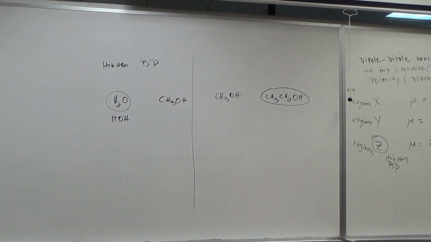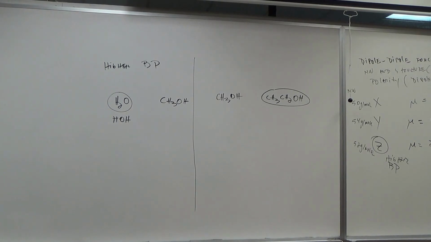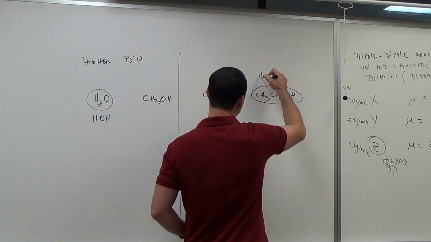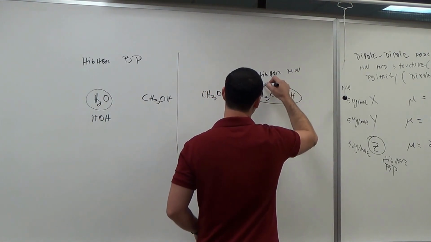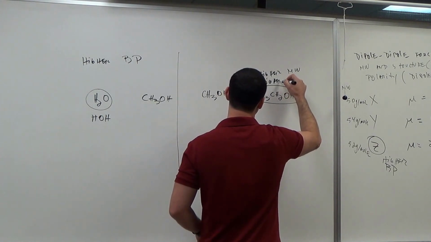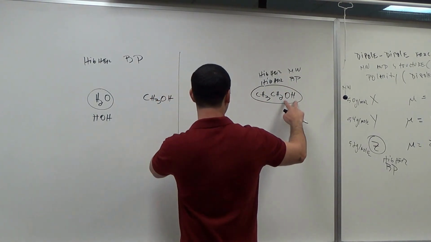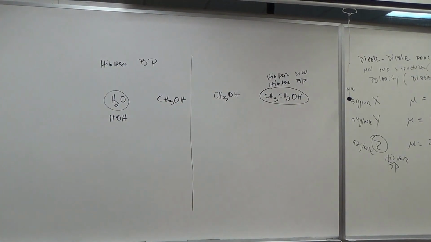Yes? Okay. Which one has a higher molecular weight? The right side. The one that has a CH3CH2 has a higher molecular weight. So this has a higher molecular weight. It should have a higher boiling point. This is because this OH here and this OH here were the same. Yes or no? The only difference there was the molecular weight.